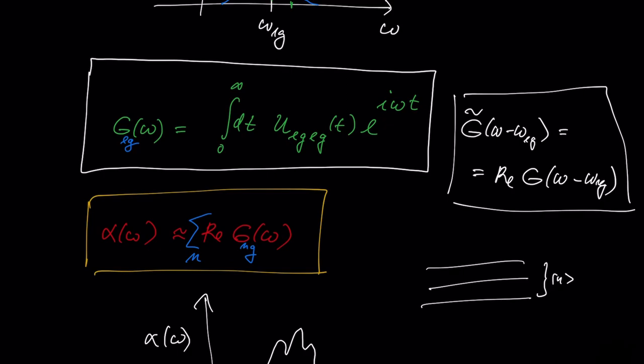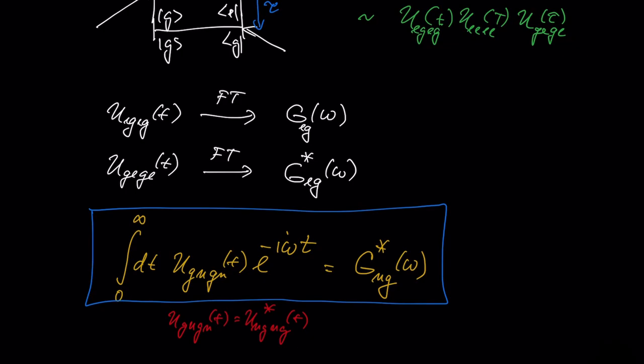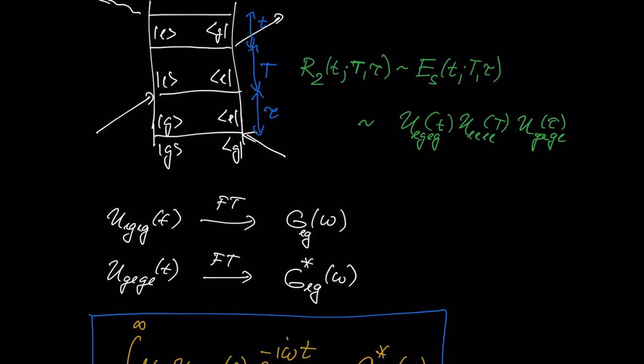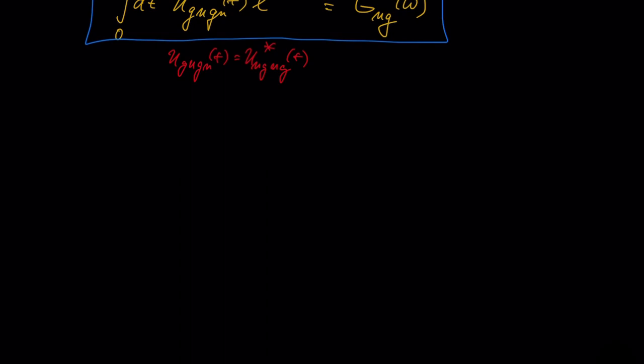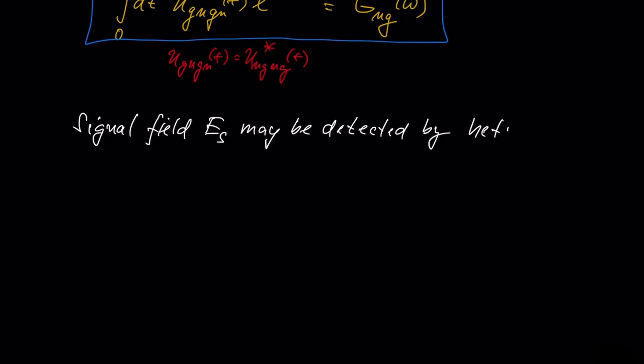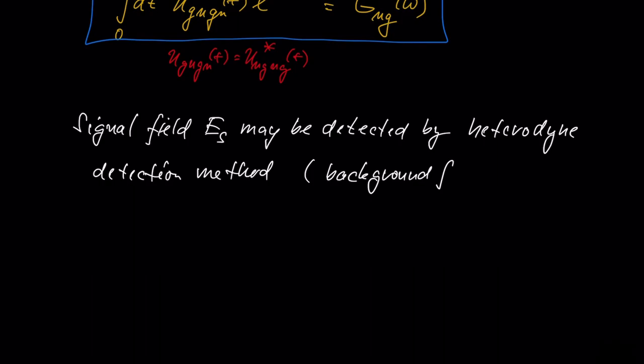All right. Now, an important thing here is the way that we detect the nonlinear electric field in our experiments. We do that by the so-called heterodyne detection scheme. So the signal field E_S may be detected by the heterodyne detection method. That's because it is background free, or it may be background free.